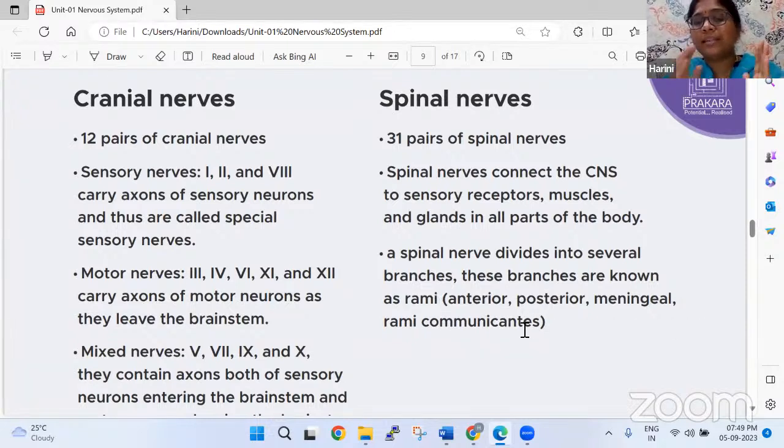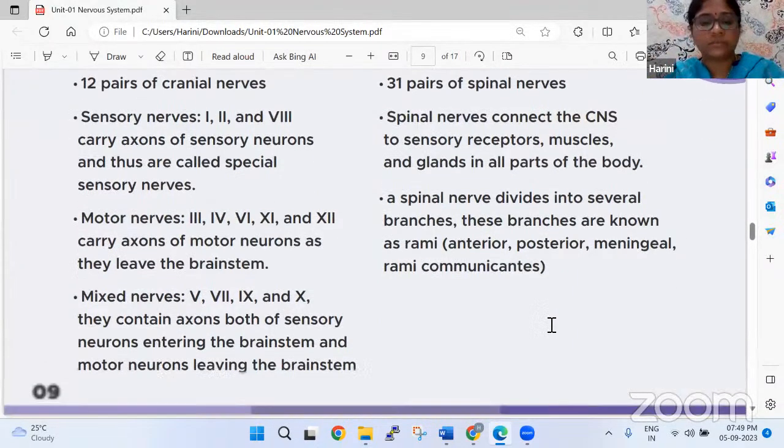I've told you that in the cranial part, they are in the tracts, right? Association tracts. All the bundles of nerves form a tract and carry the information. Whereas the spinal nerves form branches known as rami communicantes. So this is about the cranial and spinal nerves. I'm not going through each and every nerve, I'm just giving you the idea of what these cranial nerves and spinal nerves are.